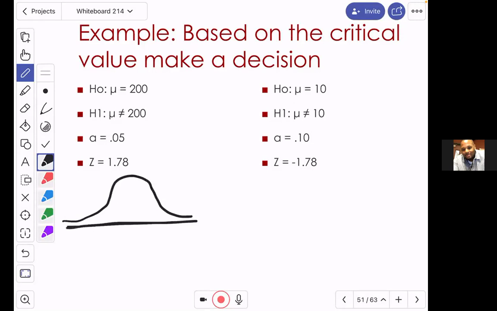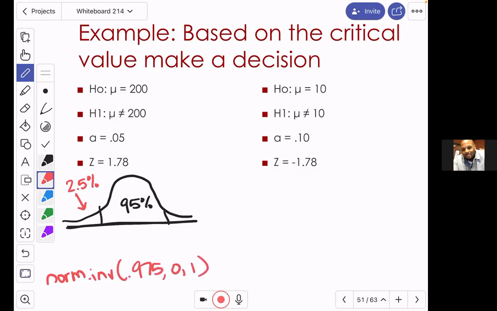Draw a normal curve. How much area is on the inside? 95%, right? So 5% on the outside. So how much sits on this side right here then? 2.5%. We do norm.inv of 95 plus 2.5, which is 0.975, 0, and 1. My critical value Z star is equal to, we've already calculated this plenty of times, by the way, 1.96. This value is 1.96, and that value on the left is negative 1.96.